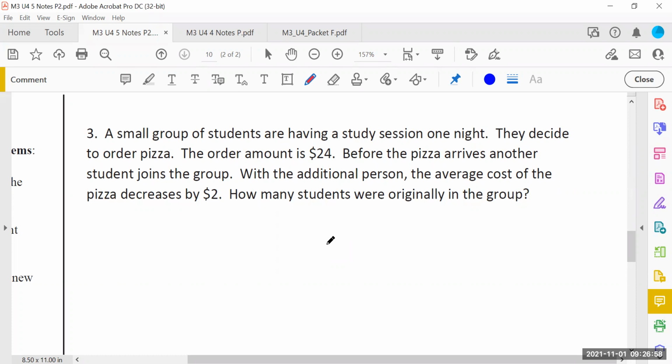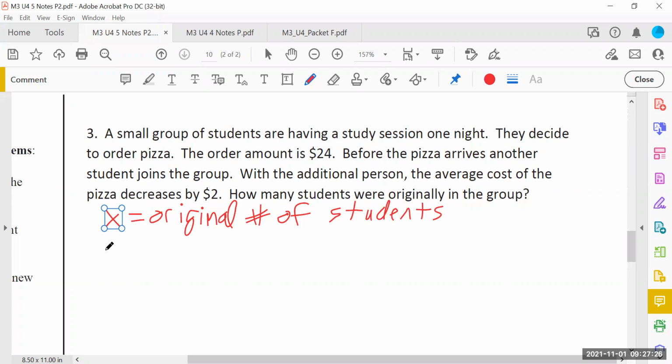So here, the way we set this up is we say, okay, what's the average cost to begin with? You really need to say what your X is going to be. So I'm going to say that my X value is the original number of students. So originally, they were going to do $24 divided by X students. Does that make sense? That was their original price.